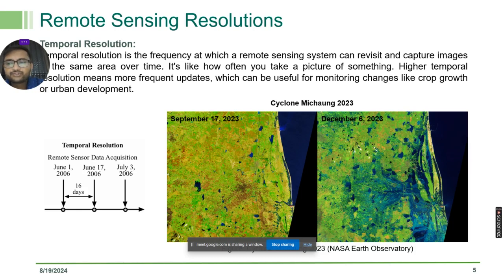For example, whenever we are interested in monitoring crops, it changes quickly from the sowing phase to the plantation and then it becomes big. These different stages are covered in just a few weeks only. So for that, we need higher temporal resolution.